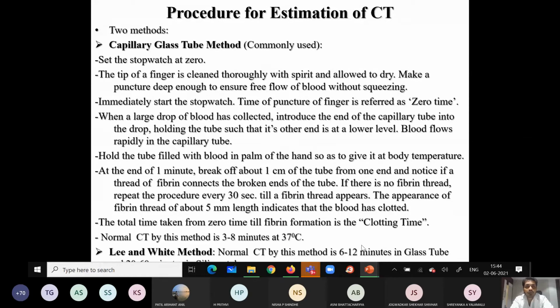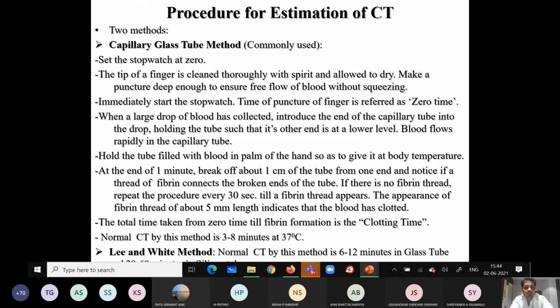So coming to the clotting time. Here also there are two methods. One is the capillary glass tube method, another is the Lee and White method. The most commonly used method is the capillary glass tube method. Set the stopwatch at 0. The first three steps are similar to the bleeding time steps.